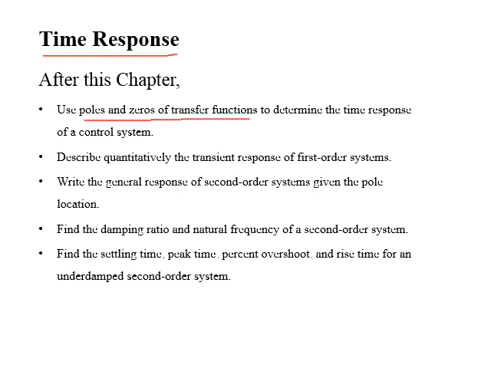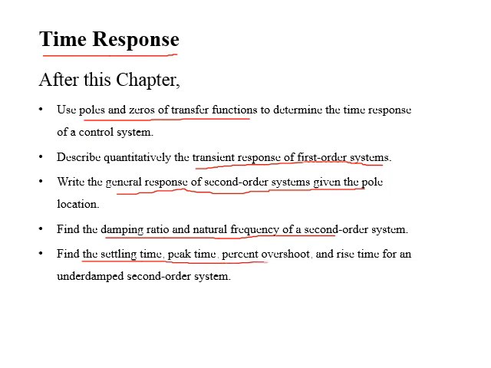You will study about transient response of first order system and will write general response of second order system given the pole location. You will find the damping ratio and natural frequency of second order system. Also the transient specifications, which include settling time, peak time, percent overshoot, and rise time for underdamped second order system.